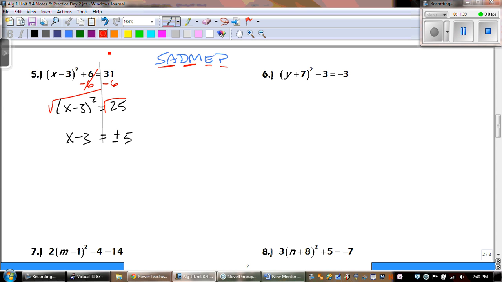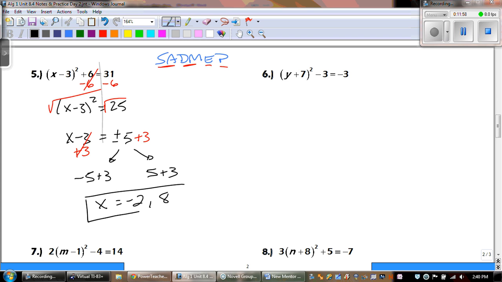Okay? And now we have to add 3 to both sides. And I'm going to break that down into the two parts, the negative 5 plus 3 and 5 plus 3. And then we get our two answers of x equals negative 2 and 8. So those are my two solutions.